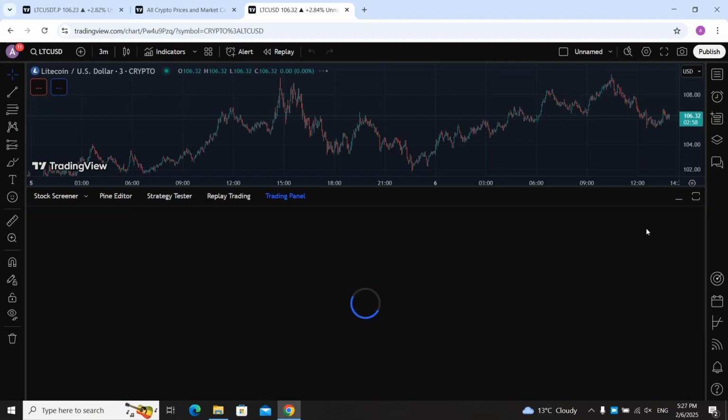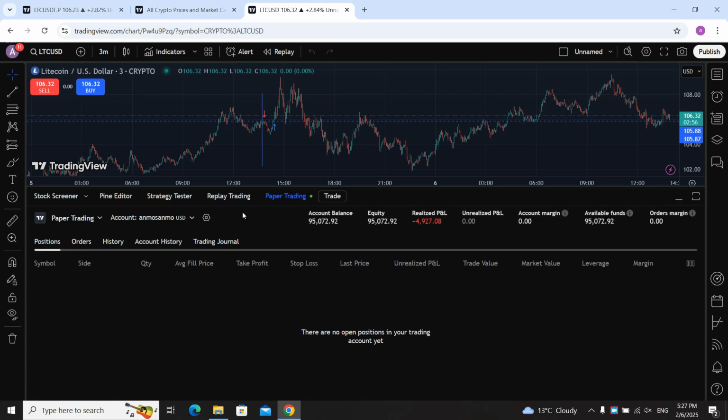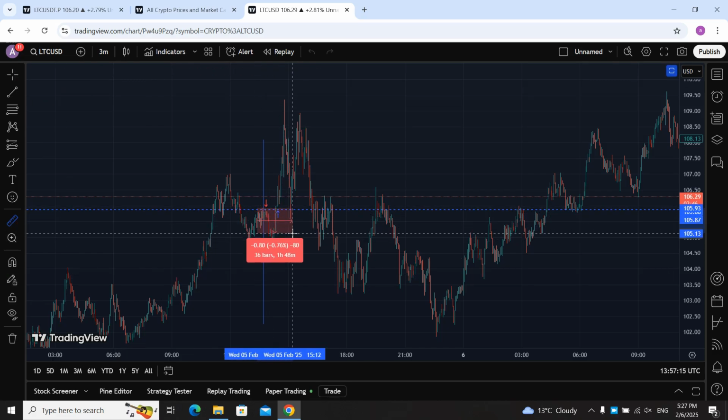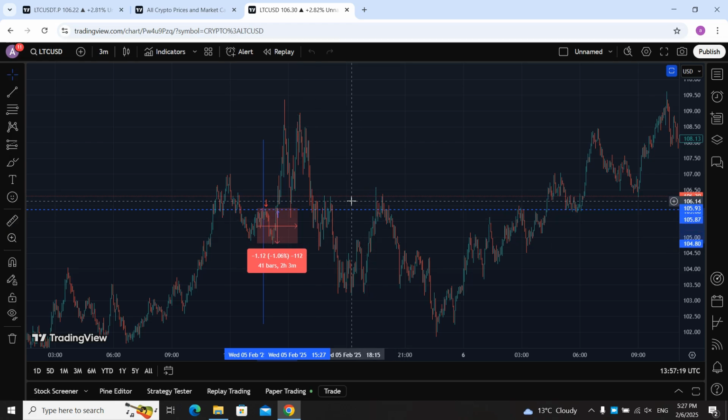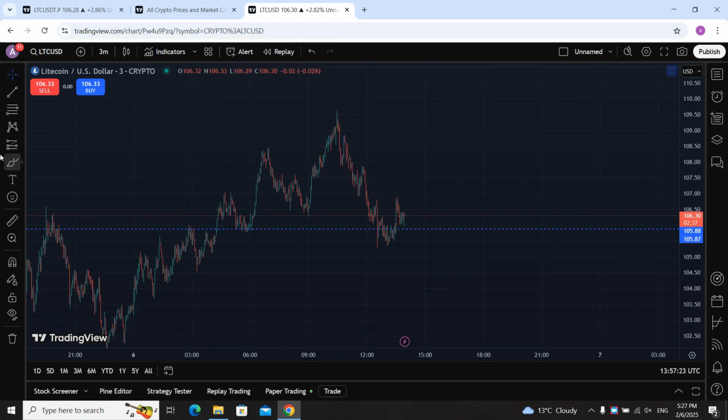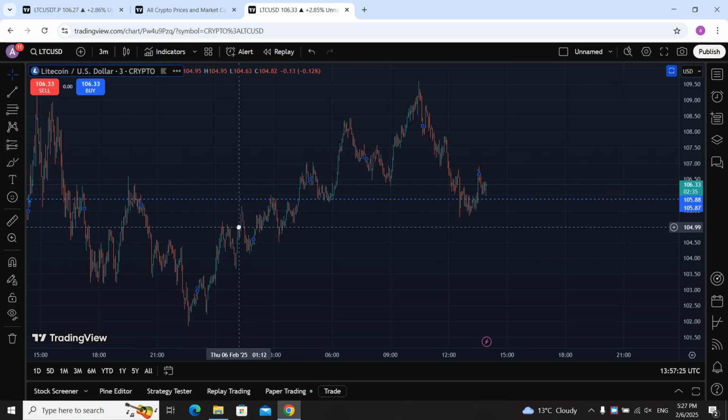Full chart. Okay, here it's showing now. We bought here and it's solid here. I think we went 1% in profit, but we lost on our stop loss. Okay, it's not a problem. Let's see what's going to happen here.